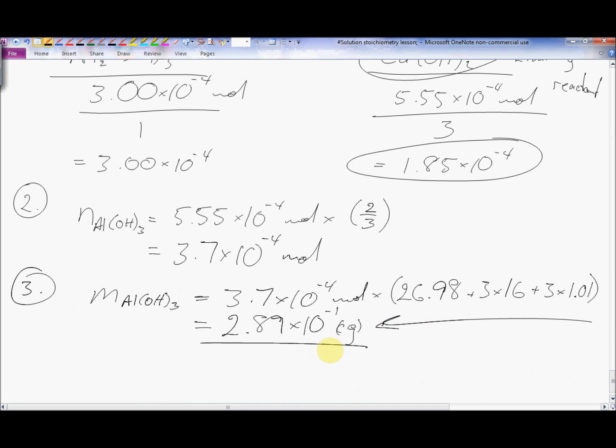Okay, so that's all you need to know for solution stoichiometry. I know actually it's a lot, but we'll have lots of questions, lots of quizzes, lots of examples and practice in class, and look forward to seeing you there.